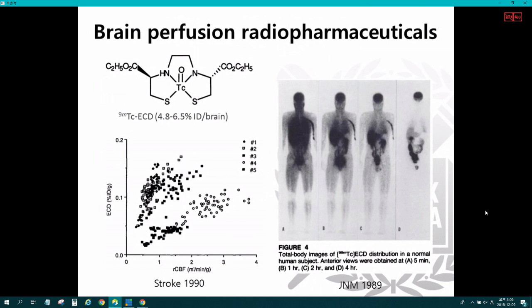And also, I missed one hand. The calculation for ECD is that the entire brain takes up percent ID, injected dose, almost 5% or more. That's very high. Have you seen any literature that in tumor, 5% of injected dose was taken up? No. So that's the current status of the basic research.